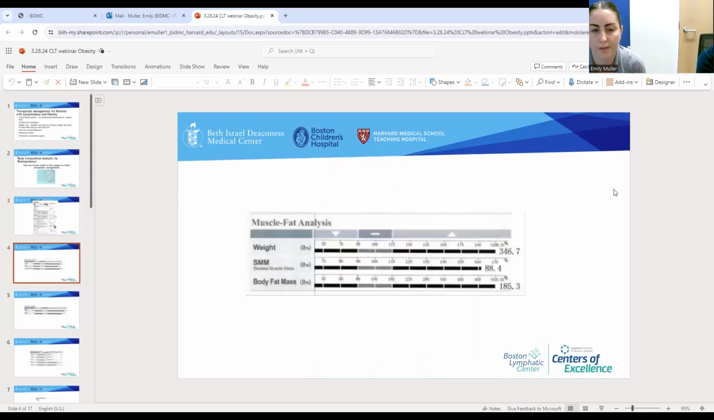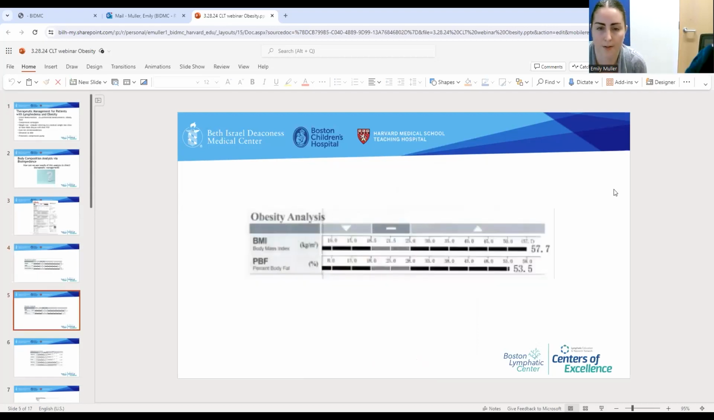So the first section you look at is just the muscle fat analysis. It goes over the weight, how much muscle mass, and how much body fat mass. It's overall helpful to look at these because if a patient is trying to lose weight, it's important to hopefully keep their muscle mass in a good range, and then hopefully decrease their body fat mass.